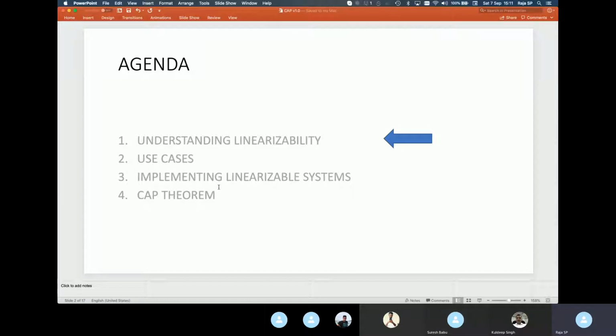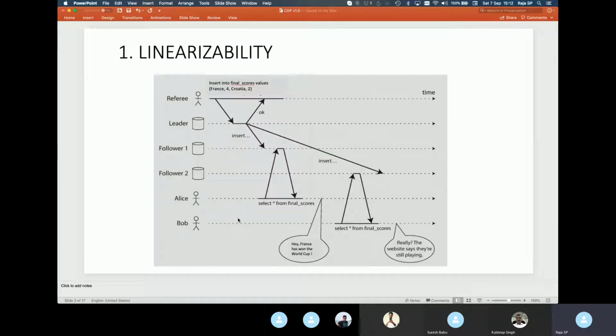So this is the approach that I want to take to get to the CAP theorem: by understanding what this is, some use cases, some of the implementation techniques, the implications of it, eventually leading us to this. So let's get started first with understanding the linearizability itself. Now, I've taken a fun example here. So this is the World Cup FIFA 2018.